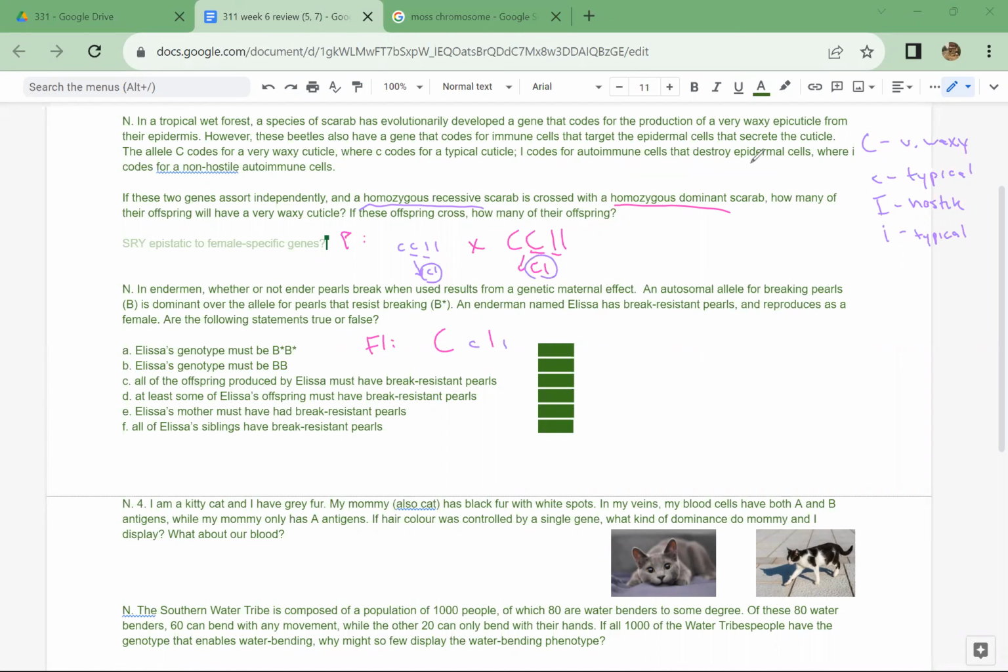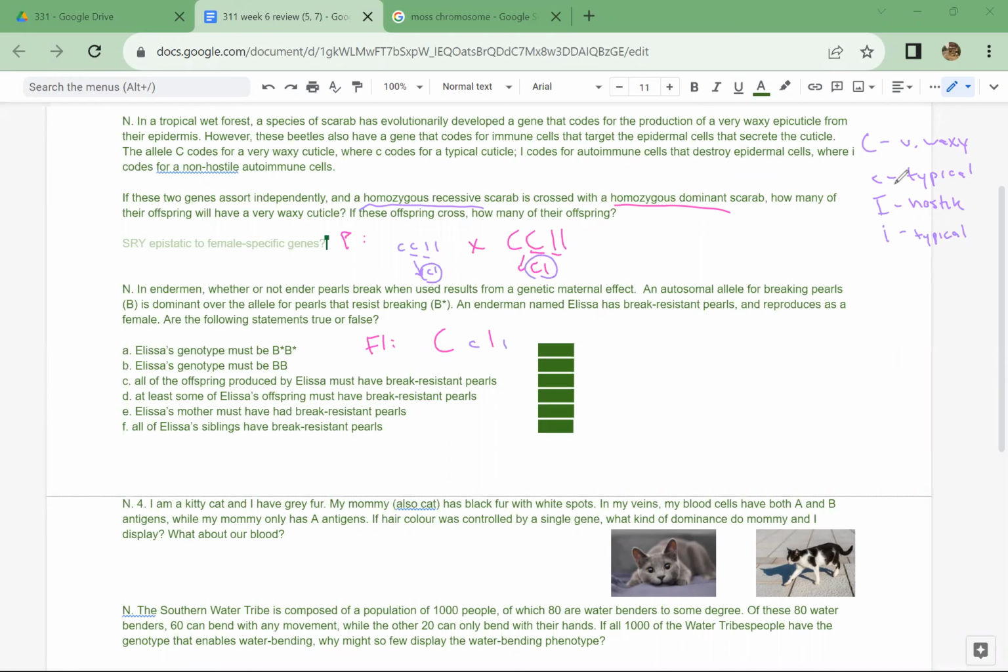Wait, did I articulate that in the question? No, I did not. So just assume that capital letters dominate lowercase letters, and therefore alleles that code for a very waxy cuticle dominate alleles for typical cuticles, and so on.